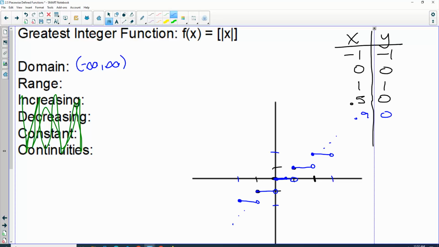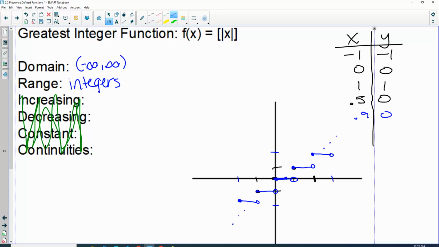The range, what y values do we hit? Well, I hit -2, -1, 0, 1, 2. What do we call those numbers? The integers. We only hit the integers here. We don't hit any of those decimal values. Alright, so that is the basic greatest integer graph.